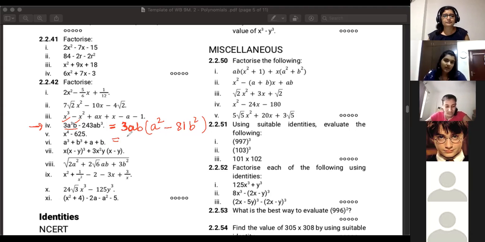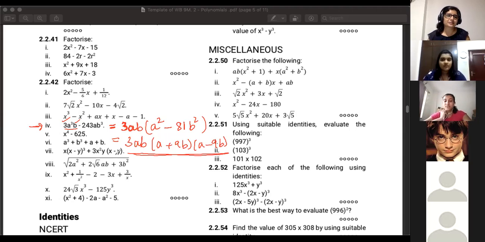Can we apply a square minus b square? Absolutely. It looks like it. Does it fit? a square is straightforward a square. Now, is this the square of something? 9. Just 9? 9b. 81 b square is also there, right? 9b. Yes. So then you can apply it. a plus 9b into a minus 9b. So this will be your final answer of the factorization. Okay. So that's how you approach these kinds of problems.